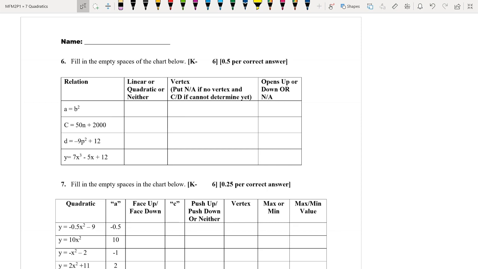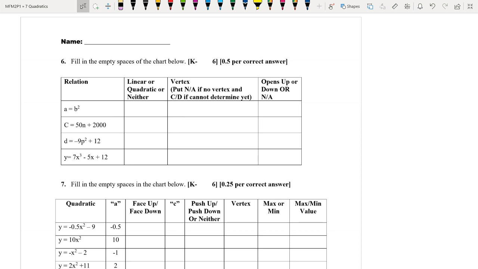If it is a quadratic equation but we do not know how to determine the vertex, then we can put CD. If we know the vertex, naturally we put the coordinates of that point. Then we have to write if it opens up or down, or not applicable if it is not a quadratic equation. So we have the relation a equals b squared.